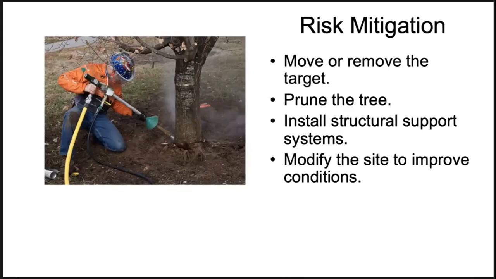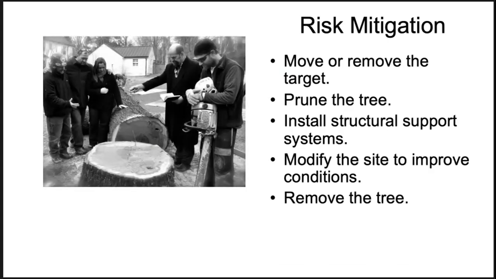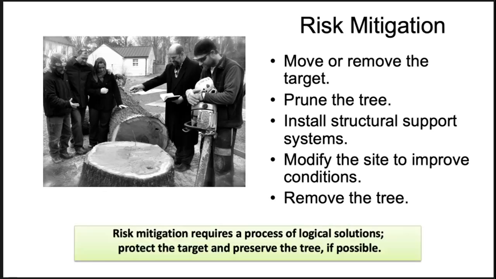Modifying the site to improve conditions. We may have girdling roots, and if we excavate the soil and do some root surgery, we might improve that situation. And last and certainly least is removing the tree. Sometimes there's just not really anything else we can do other than take the tree down, and it's the ultimate security and ultimate risk management. But again, we want to go through these logical solutions to protect the target and preserve the tree if possible.